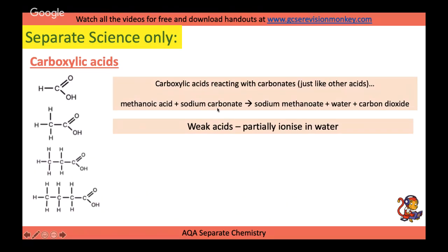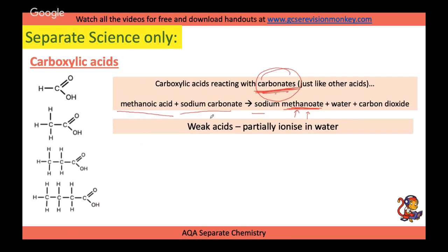Carboxylic acids react just like any other acids with carbonates, but they make a different salt. If you remember, the general reaction is an acid plus a base makes a salt plus water plus carbon dioxide when they react with a carbonate. So, for example, if methanoic acid reacted with sodium carbonate, you would produce sodium methanoate, this is the name of the salt, plus water plus carbon dioxide. This will be exactly the same. If it was ethanoic acid, it would make ethanoate. If it was propanoic acid, it would make propanoate. And if it was butanoic acid, it would make butanoate.